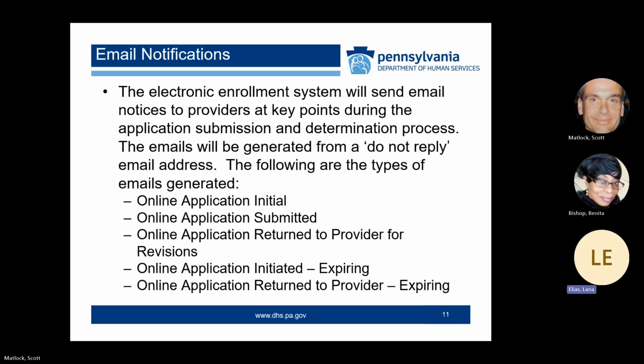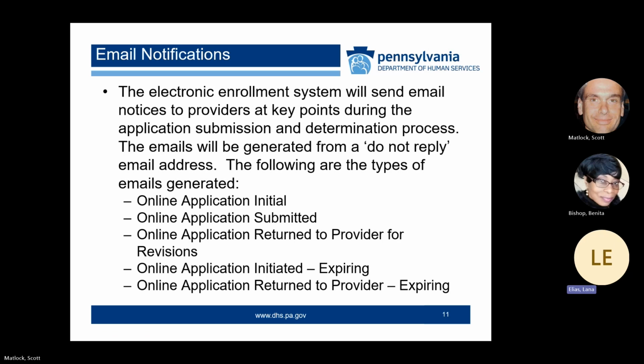First, the online application initial is when you complete the request information page, which is the first page of the application, hit Save and Continue, and you will receive an email notice. This notice will contain the application tracking number. Online application submitted. Once a provider has completed and submitted the application, they will receive an email letting them know the application has been submitted to DHS.